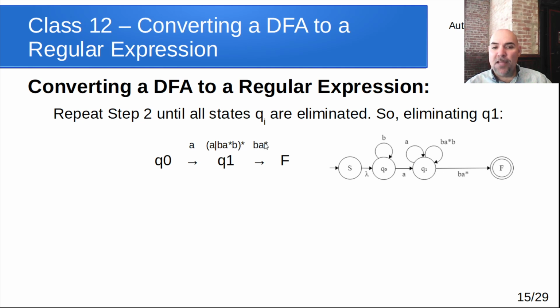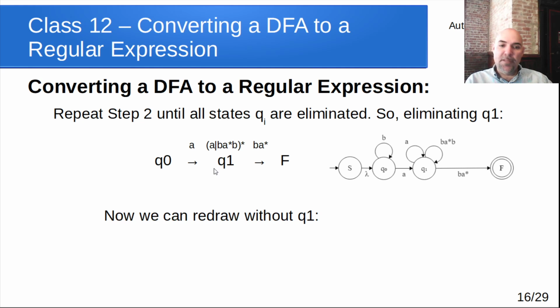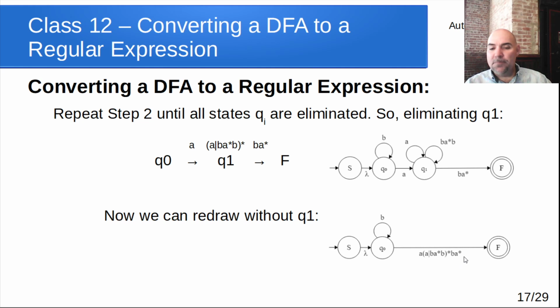So now we have this. Now we're going to get rid of Q1. We're going to eliminate that and replace it with this expression. So Q0 to F is going to happen on A, and then parenthesis A or B, A star, B, that whole quantity starred, followed by B, A star. So we've replaced that, and there's what our edge is labeled now.